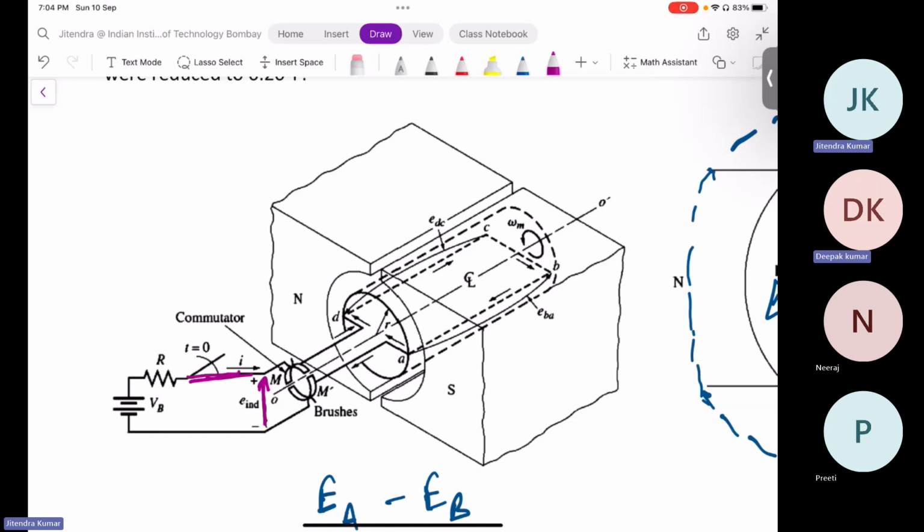No, EMF induced. Now we are shifting into circuit parameters. We are not anymore in the magnetic domain. Here, as you go from right to left, only KVL you have to apply, and current is zero at no load, right? So E induced will be equal to VB. Yes, VB. So this is the equivalent circuit.